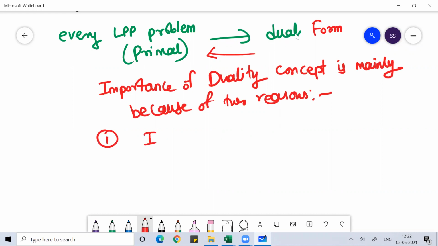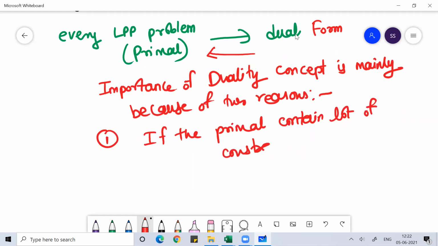So if the primal contains a lot of constraints, you know that however many constraints you have, that many slack variables you have to introduce, negative or positive. So if you try to solve any LP problem having a lot of constraints, you can understand the complexity the problem will tend to have. Even with two decision variables and a lot of constraints, if you are solving by the graphical method, you have to draw that many lines, and finding the feasible region among all those lines satisfying all the conditions would be a very big task.